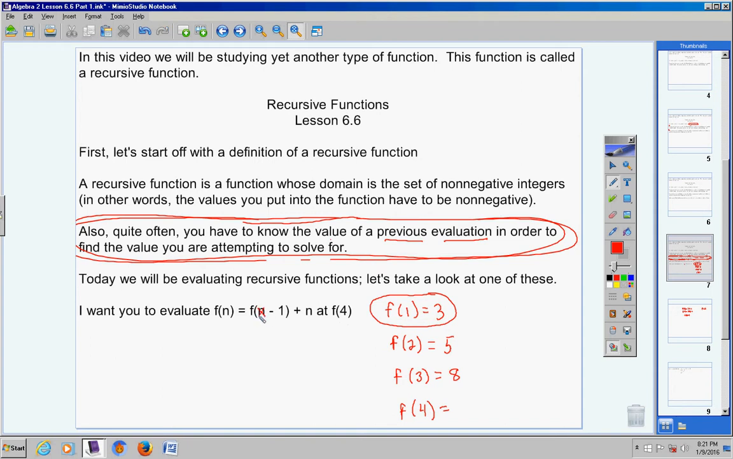Here's an n, I'm going to put a 4. 4 minus 1 is 3, so f of 3. And then for n, I'll put a 4. Now, f of 3 equals what? 8.